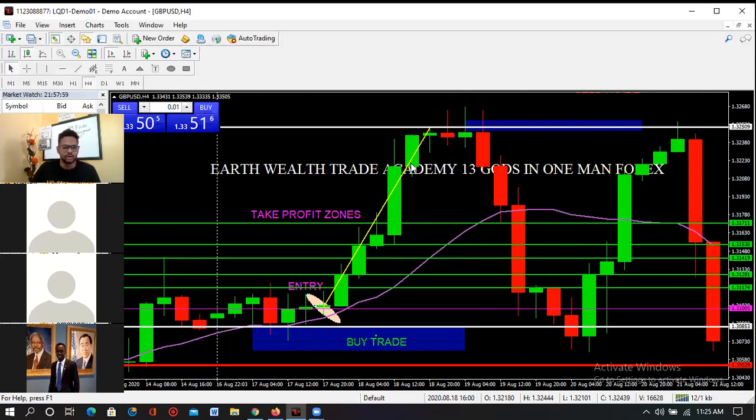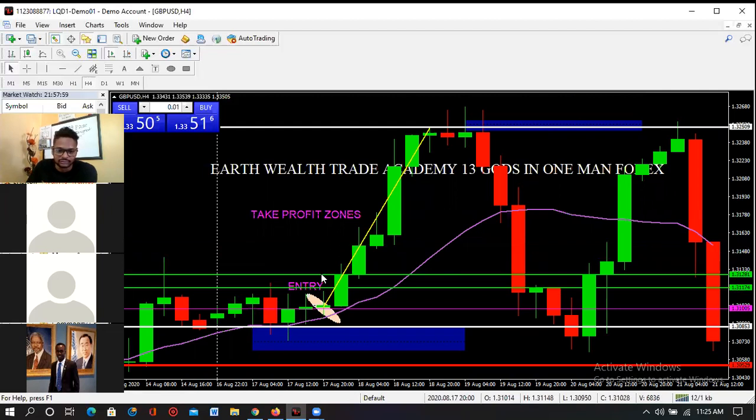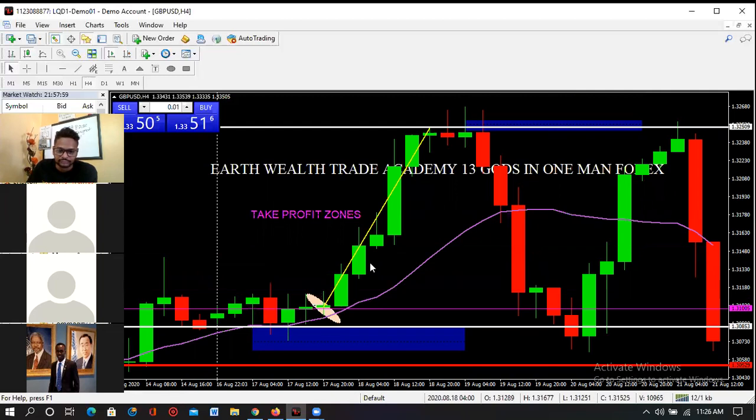Now, let's go on a reverse. Let's remove all this off of the chart right now. Let's just delete all this good stuff right here. And this will be recorded, guys, and uploaded back to our Facebook and our YouTube channel so you guys can watch this later on. So we identify the areas. What we're looking for now is a sell.